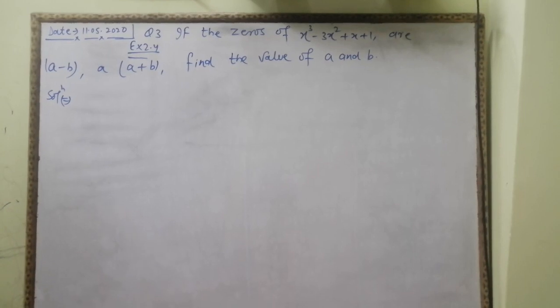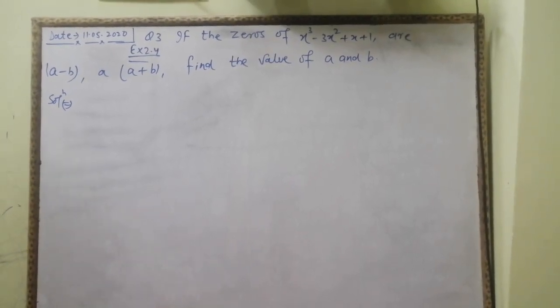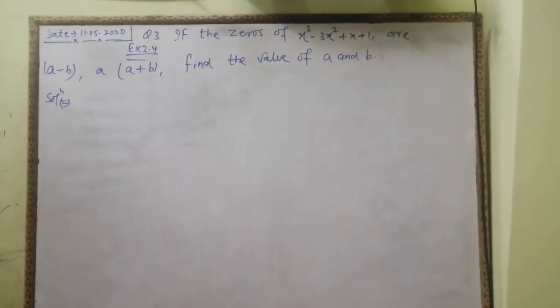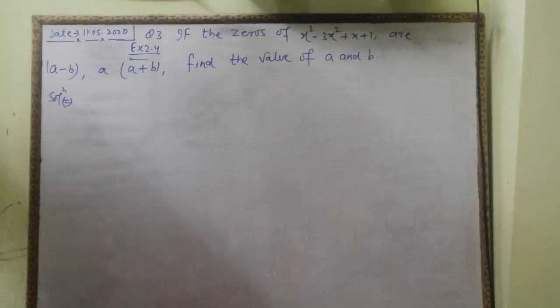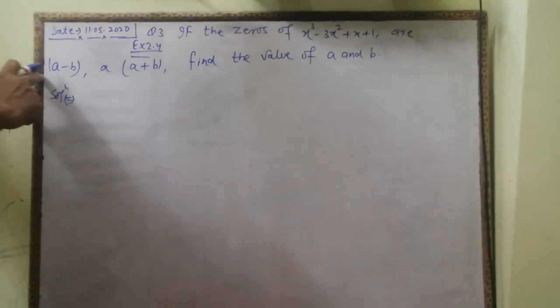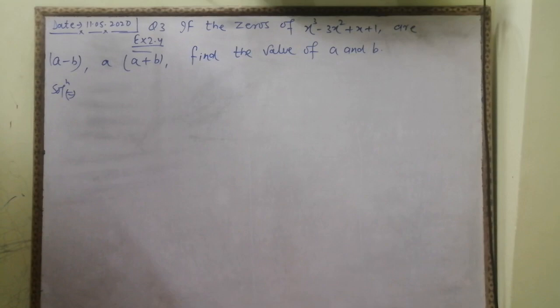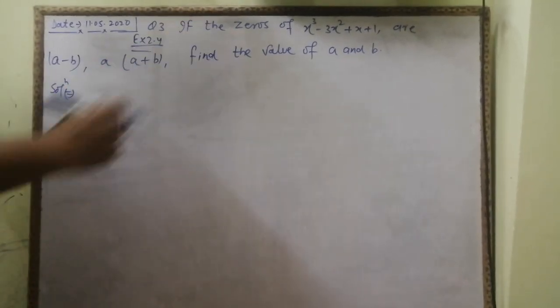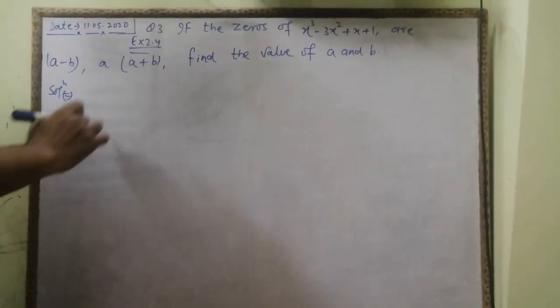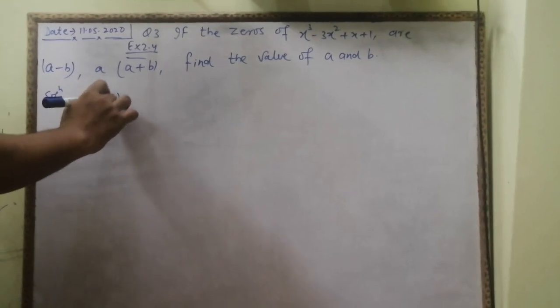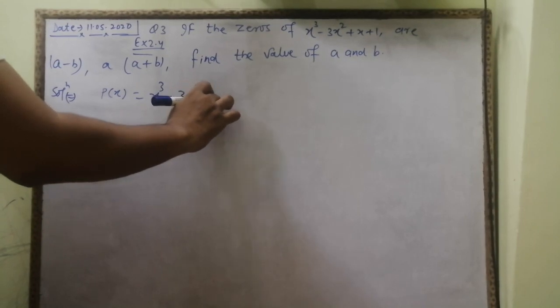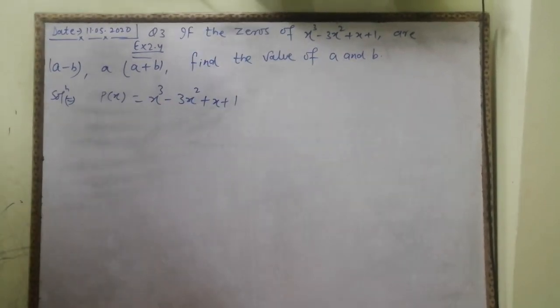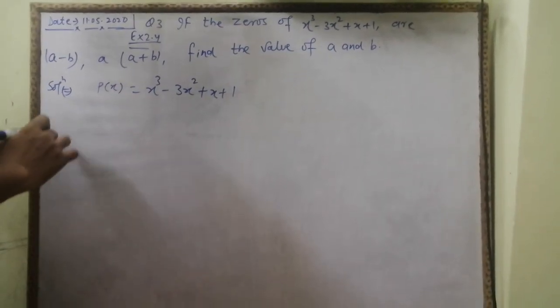Now this is question number 3 from NCERT exercise 2.4. If the zeros of the polynomial are given as a minus b, a and a plus b, find the value of a and b. For solving such a question, first write the polynomial, that is p(x) is equal to x cube minus 3x square plus x plus 1. Compare this equation with the standard form of the cubic polynomial.